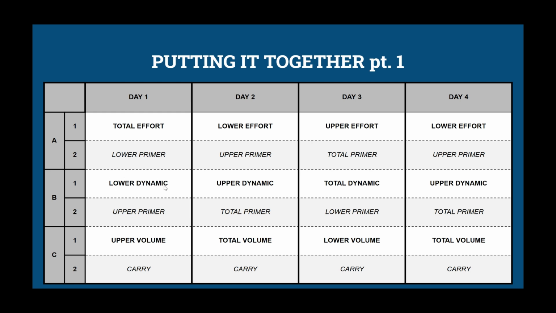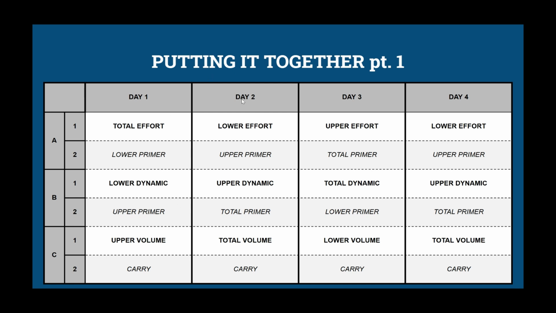So because we have a lower coming up, we are going to prime with a lower body accessory with our total effort. And then we're going to keep that going. So when our B block here, our lower body dynamic is our focus, and we're going to pair that with an upper body primer to get ready for the upper body volume exercise we have next, and then our carry is finishing it off.